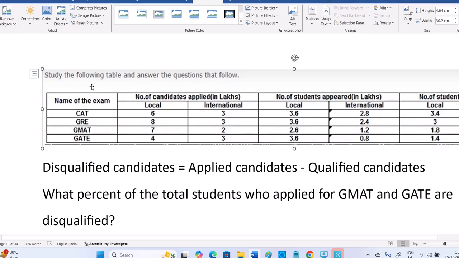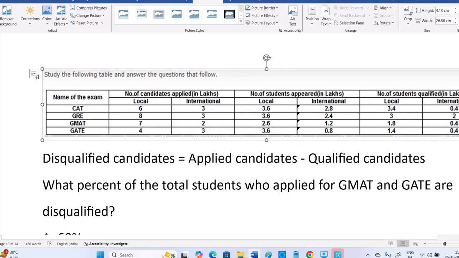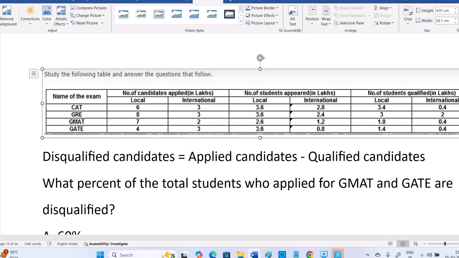Okay, we have three different data here: one regarding applied, one regarding appeared, and one regarding qualified as well. Then how to calculate disqualified: among applied, remove qualified. Among applied students, remove the qualified, and the remainder equals disqualified. If you are not attending also, they are considering you as disqualified. Applied, appeared, qualified is given. They gave it in the question, it's not from my end. In the question they define disqualified candidates as applied candidates minus qualified candidates.